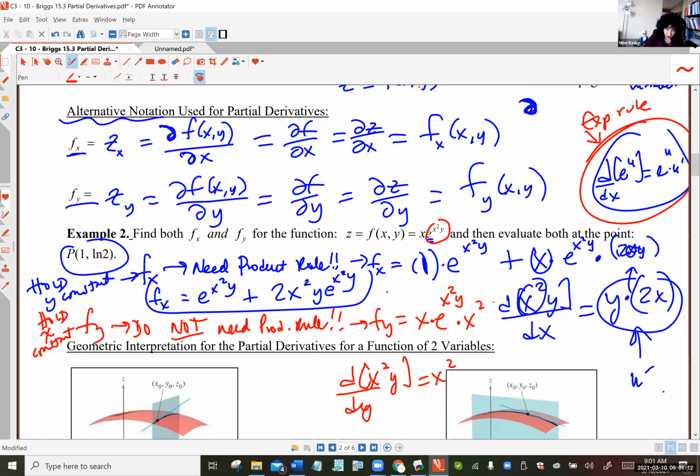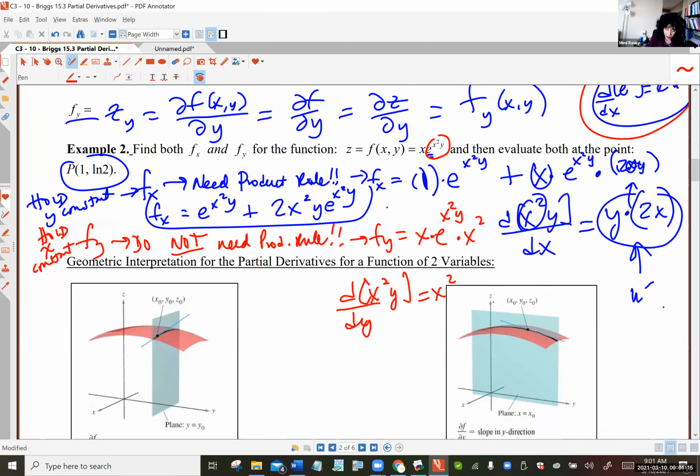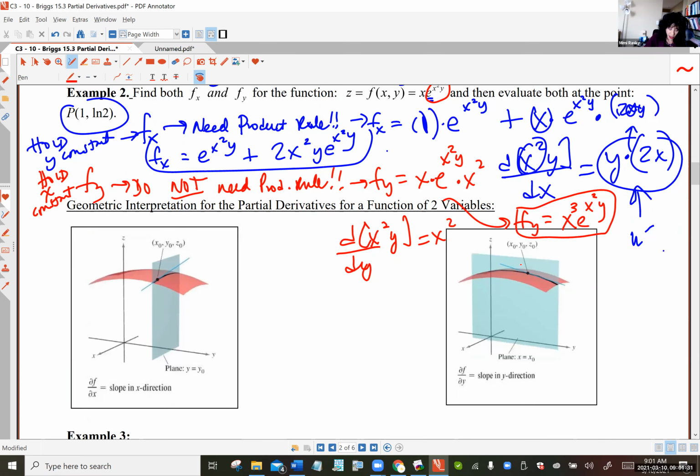And then clean this up a little bit to make the fy look a little prettier. So your fy, after I multiply all the powers of x together to get a single power of x, I got x cubed e to the x squared y. And there's my partial with respect to y. Yay. And we now just need to evaluate both of these guys at the point. So to finish this problem off, we got to do a little extra there. They wanted us to evaluate fx at the point (1, ln 2), and you're just going to substitute. That's all. So substituting 1 in place of x's and ln 2 in place of y's.